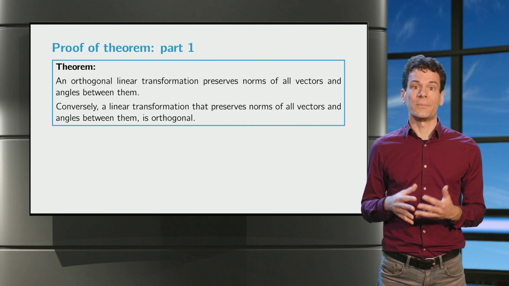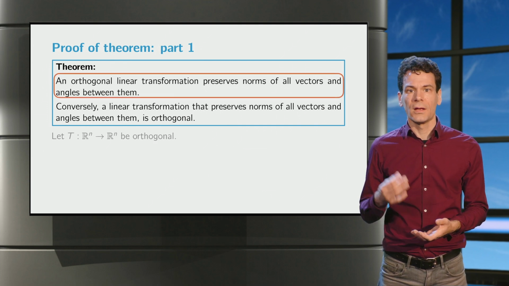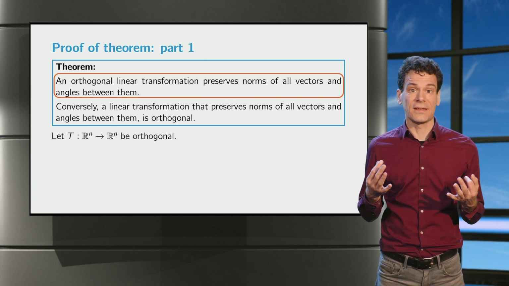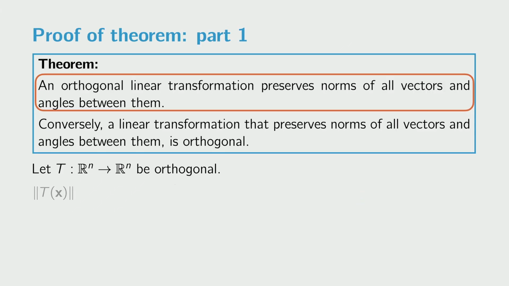Let me return to the theorem and show you why it's true. Let's start with the first part. Assume that T is an orthogonal linear transformation. My claim is that T preserves the norm of vectors. Indeed, the norm of Tx is equal to the square root of the dot product of Tx with itself. Since T preserves the dot product, this is equal to the square root of x dot x. This is the norm of x, so yes, T preserves norms of vectors.